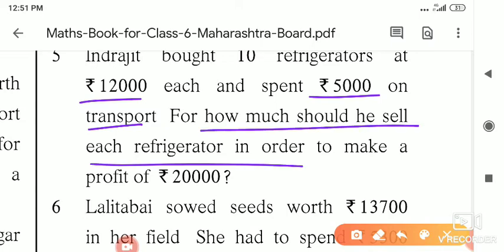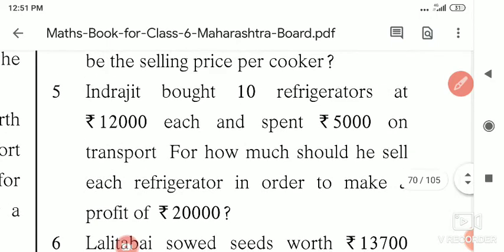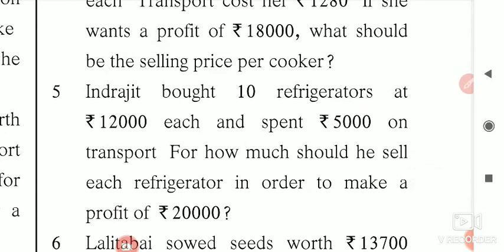For how much should he sell each refrigerator in order to make a profit of 20,000? Same as before, there are 10 refrigerators and the cost is 12,000 each. So here also, we have to find the total CP, that is the cost of 10 refrigerators plus 5,000 transport charges, and that is the CP we need in order to get the profit of 20,000. We will see how to solve that.